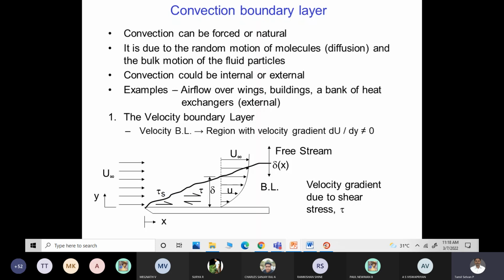Okay, and the second one is the momentum thickness. In case of momentum thickness, it is the distance measured perpendicular to the boundary of the solid body by which the boundary should be displaced to compensate for reduction in momentum. See, what happens is when fluid flows over, right? When fluid flows over, often we have the drag force, right?